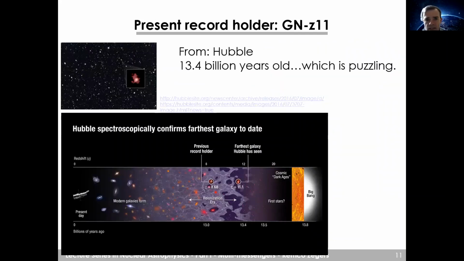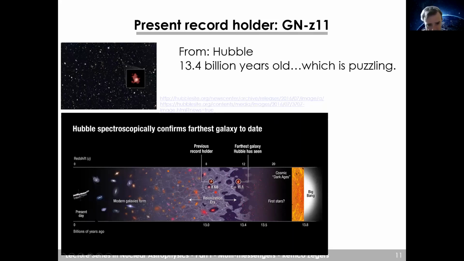I understand that this is the current record holder. It's called JINA-CEE 11. They could pick a nicer name for it. This is a picture from Hubble. This one is about 13.4 billion years old, which is actually quite surprising because we think that the universe is about 13.8 billion years old. So this particular galaxy was created fairly quickly after that.